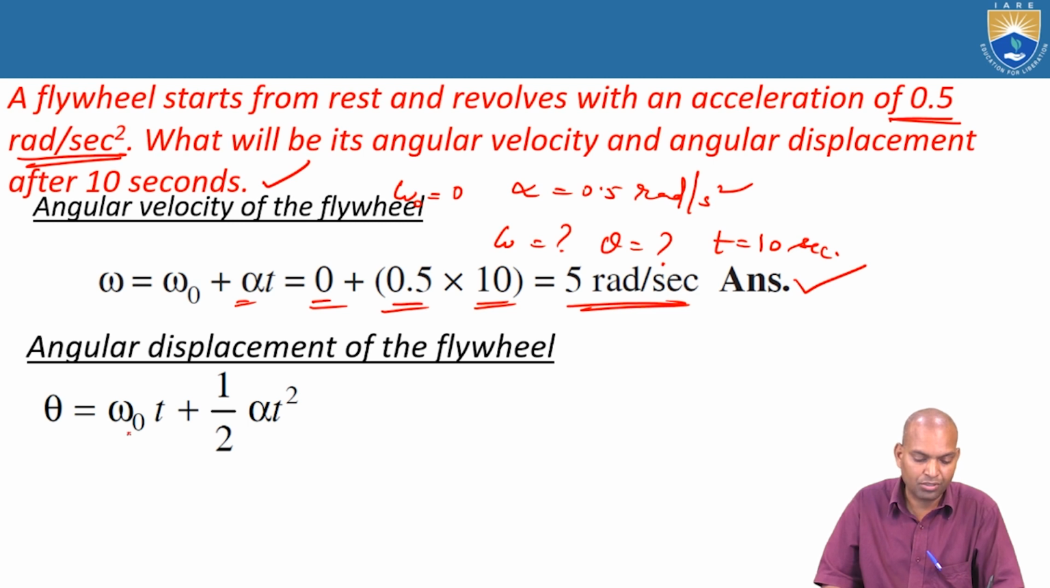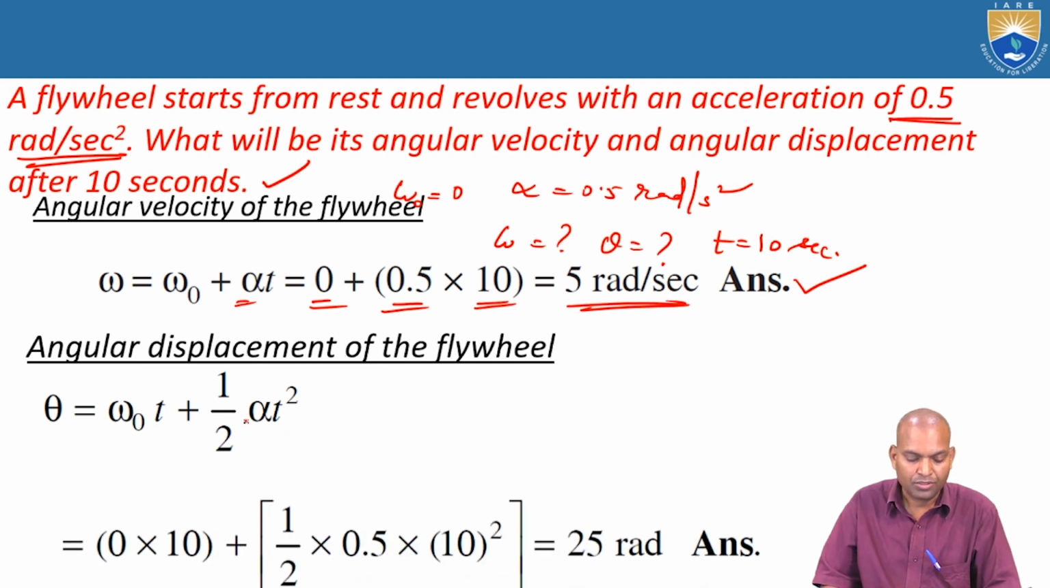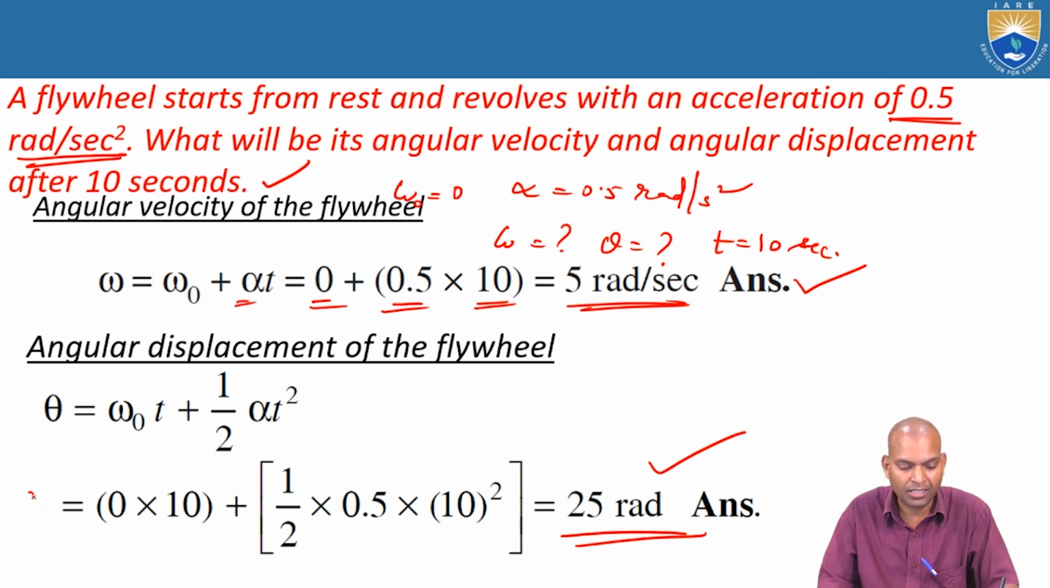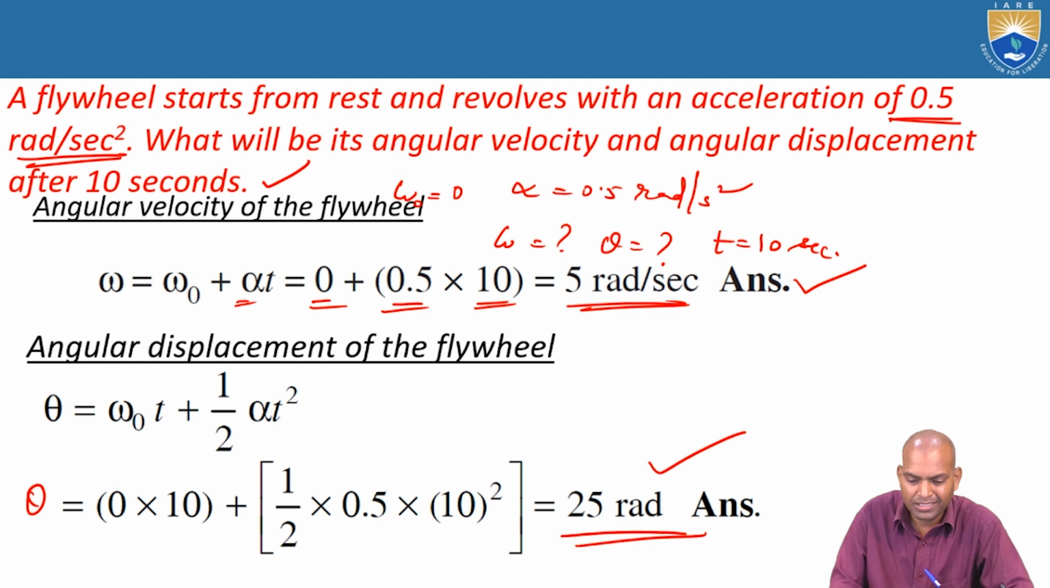Substitute omega naught as 0, half times alpha as 0.5, and t equal to 10. Substituting here, the value obtained is 25 radians, which is the angular displacement of the flywheel. How can we know which equations to use?